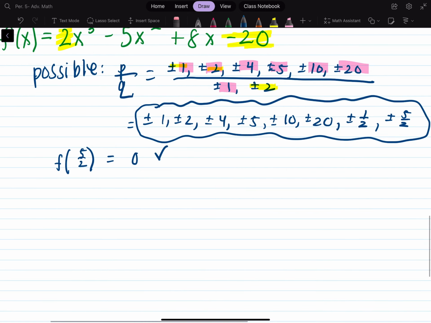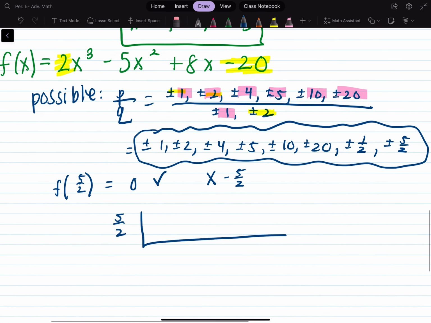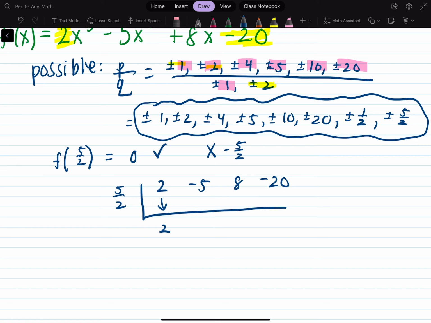Okay, so now that we know 5 over 2 is one of our zeros, obviously you write that as x is equal to 5 over 2, so the factor is x minus 5 over 2. So let's go ahead and use our synthetic division. So 5 over 2 is going to go on the outside. My coefficients are 2, negative 5, 8, and negative 20. I'm going to go ahead and drop down my 2 first. So what is 5 over 2 times 2? Well, denominator and numerator eliminate out, and I'm left with just 5.